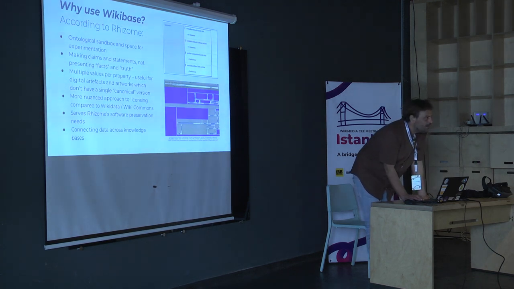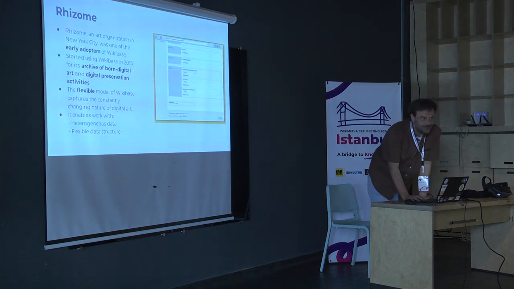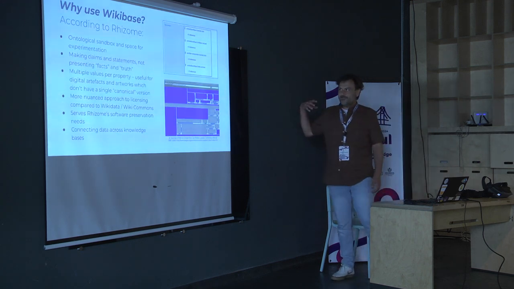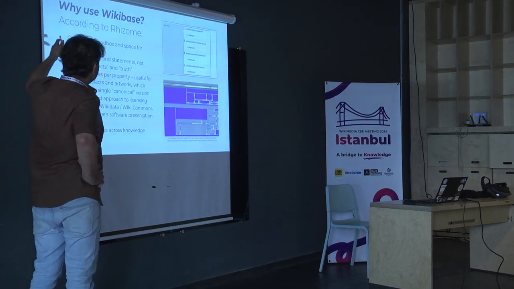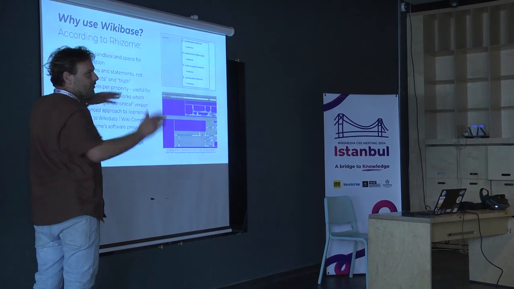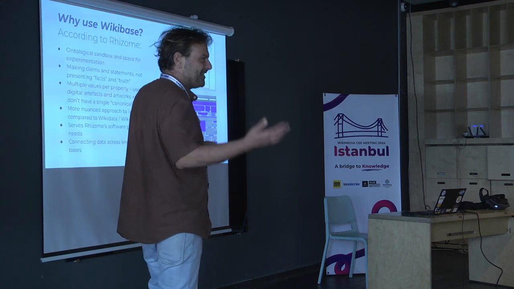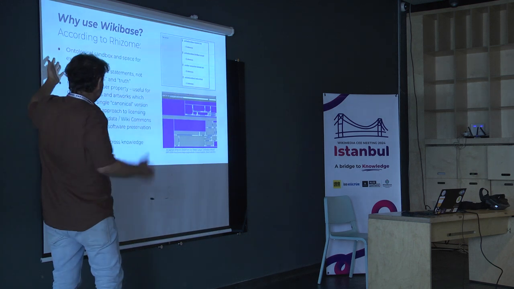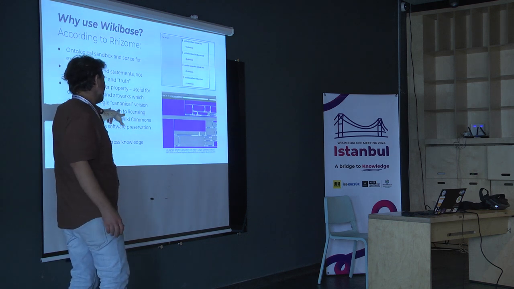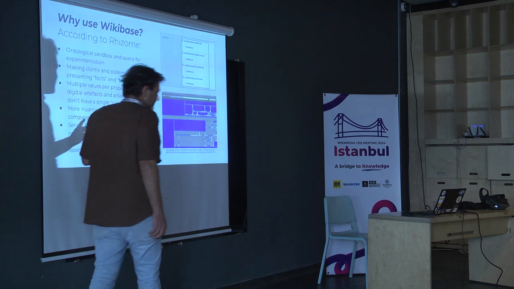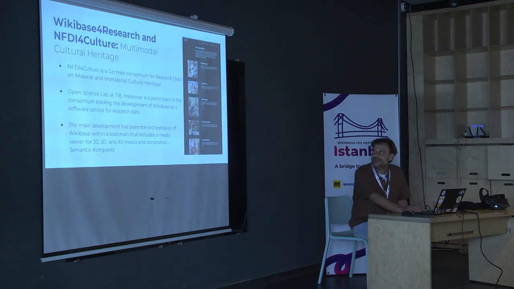Rhizome has a really good argumentation for why to use it. Rhizome is an art organization which archives all digital art, basically. And they say that one of the reasons they use Wikibase is because it allows you to make claims and statements, not talk about facts and truths, to get beyond this way of thinking about the world. Yes, you can have multiple values, going beyond a very simple canonical version of the database. I think these are really good arguments for thinking about how to organize information differently.